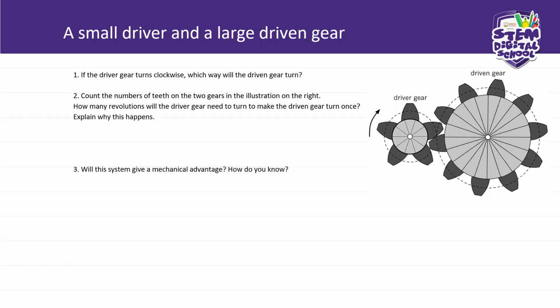Looking at these two gears, yesterday we agreed that the bigger gear is double the size of the smaller gear. How do you know that? We count the number of teeth. In gears, the number of teeth become very important. If the driver gear turns clockwise, which way will the driven gear turn? It will turn anti-clockwise because any two mesh gears turn in opposite directions.